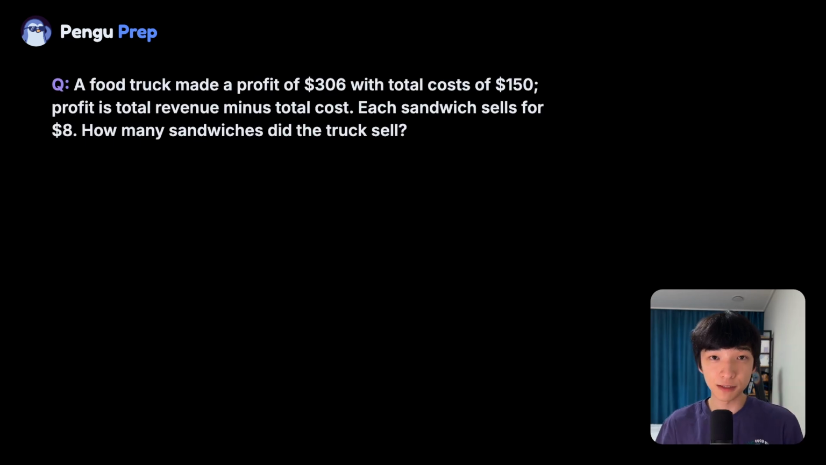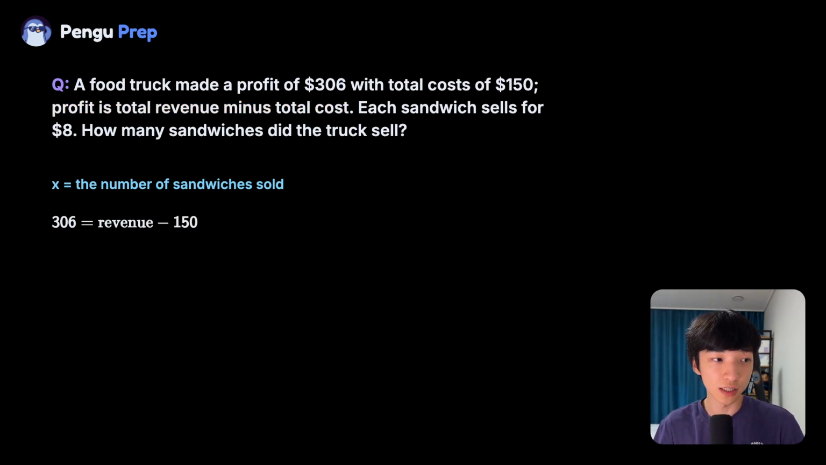Here's the next problem. Pause the video and try it yourself first. Here's how I would approach it. We're trying to find the number of sandwiches that the food truck sold. So we're going to set that as x. And we're going to establish an equation using what's provided, which is that profit equals total revenue minus total cost. The profit is $306, the total cost is $150. So our first equation is $306 equals total revenue minus $150.